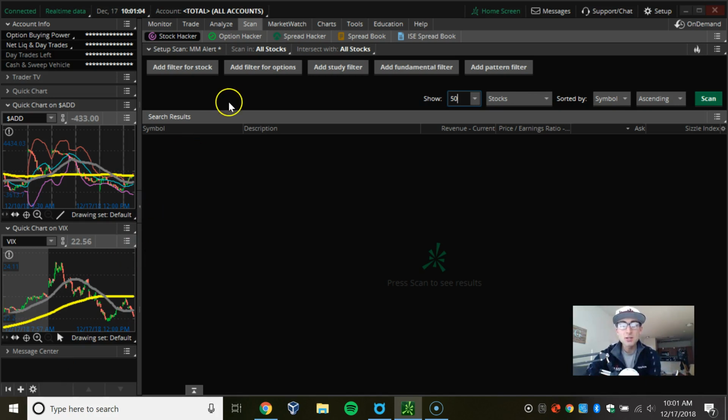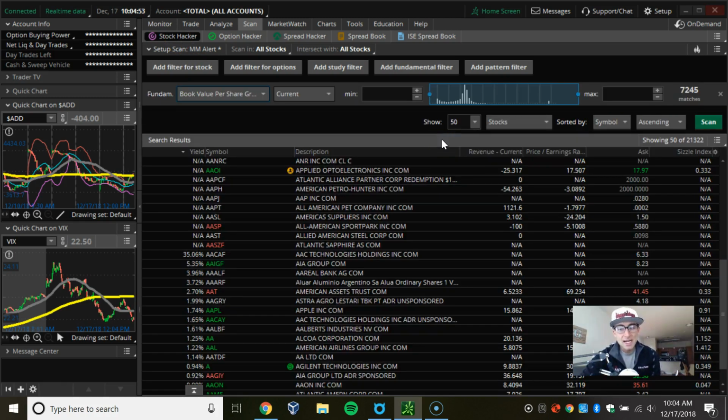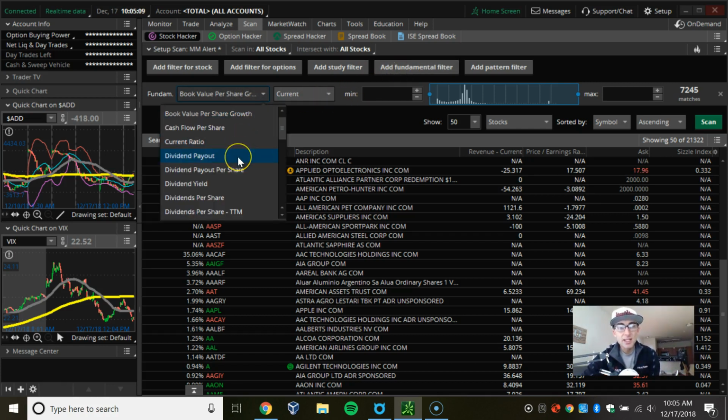So we're going to go into how to find the highest yields. First, on Thinkorswim's scan feature, which is up here on the tabs, you have to click the stock hacker, and this is going to allow you to sort from all the stocks out there based off a lot of metrics up here. So you can add the filter for stock, you can add the filter for options, study filter, which is like RSI or Bollinger Bands. You can add fundamental filter, which I just did. So you're going to click fundamental filter here, and you're going to find the dividend payout.